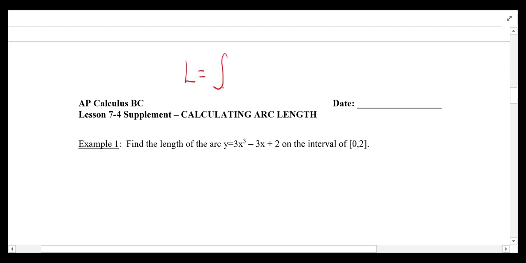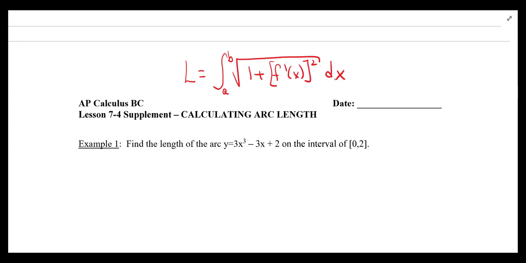L equals the integral from a to b of the square root of 1 plus f prime of x, all squared, dx. Memorize it. So ultimately, you just need to find the derivative, plug it into the formula, and you're good. Thankfully, I hope you still remember how to find derivatives.